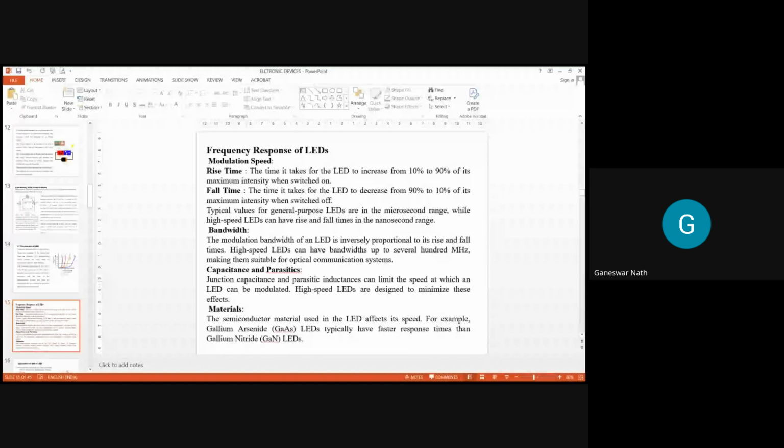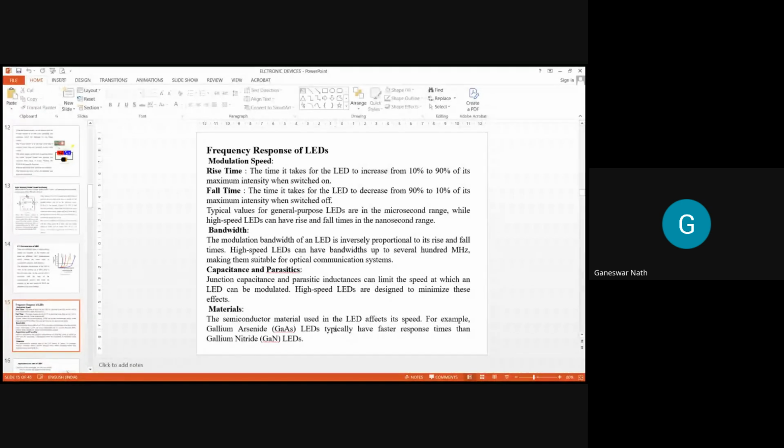That is why this capacitance is developed while there is a recombination of the hole and the electron, expressed at the PN junction. The high speed LEDs are particularly designed to minimize this effect. And then we are using different materials, through which you get different colors of light.